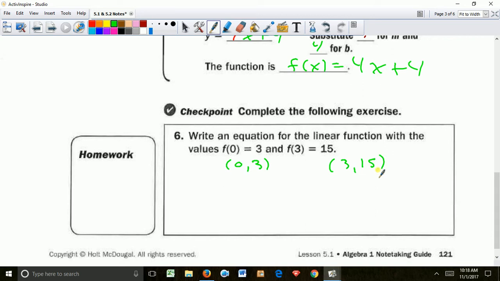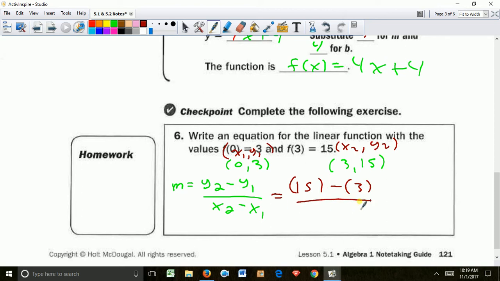First things first, you calculate the slope. Again, that's given by y2 minus y1 divided by x2 minus x1. In this case, we can make (0, 3) x1, y1, and we can make (3, 15) x2, y2. Plugging those into the slope formula, you get 15 minus 3 divided by 3 minus 0. Simplifying this, 15 minus 3 is 12, and 12 divided by 3 is equal to 4. So that is your slope.